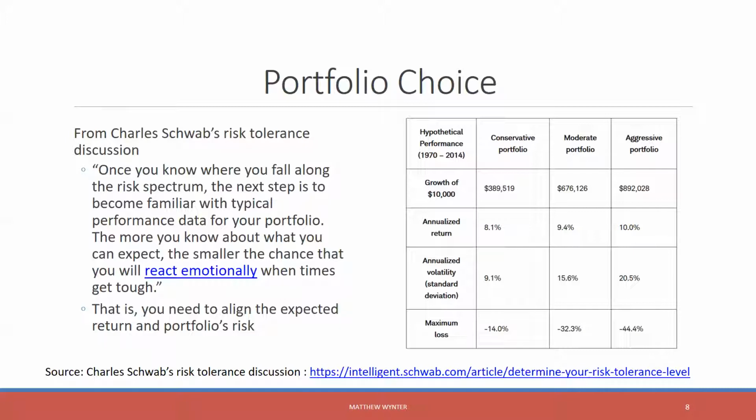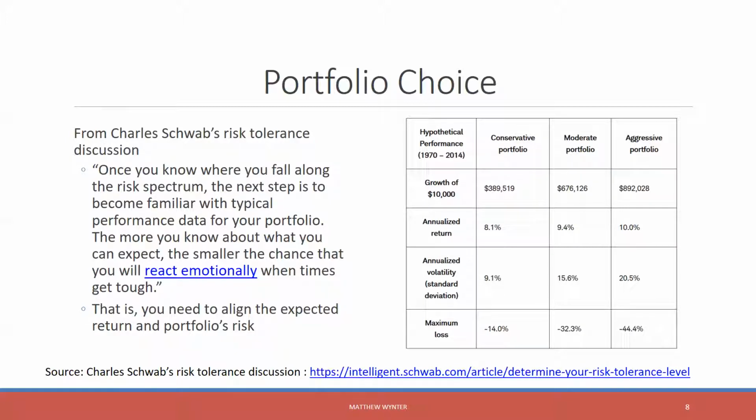And you can see that Charles Schwab has produced a set of hypothetical portfolios. You've got a conservative, a moderate, and an aggressive. All of this is basically holding a portfolio over a 40-year period. So you start with $10,000 and you can see the aggressive portfolio has the highest expected return. It has an annualized return of 10%. It also has an annualized volatility of 20.5%. So very comparable to what we saw for the world market portfolio. And it has a maximum loss of negative 44.4%.